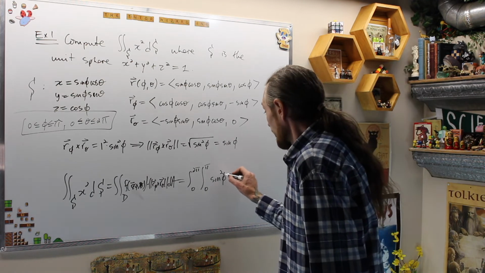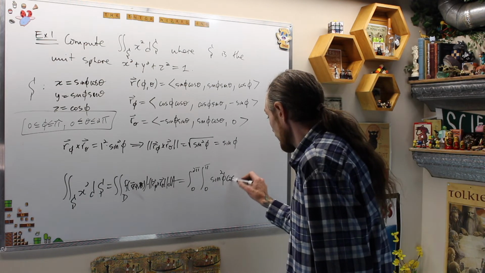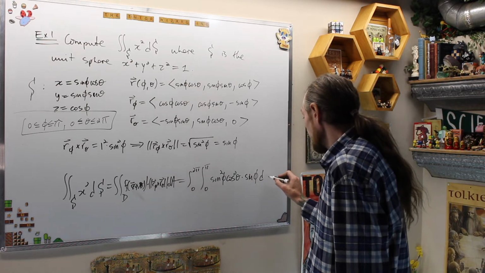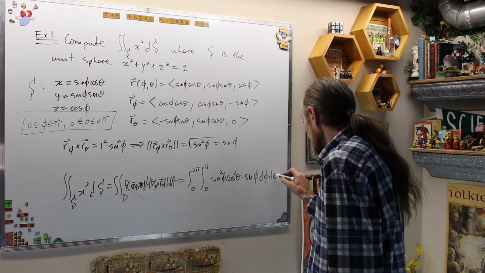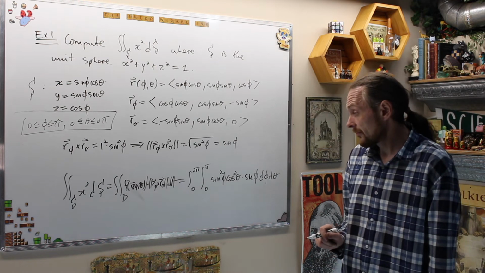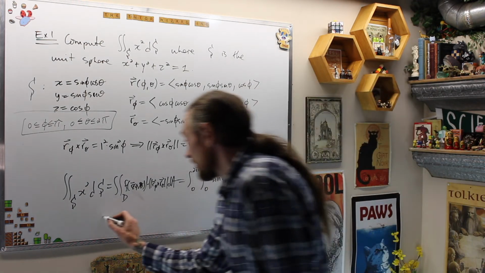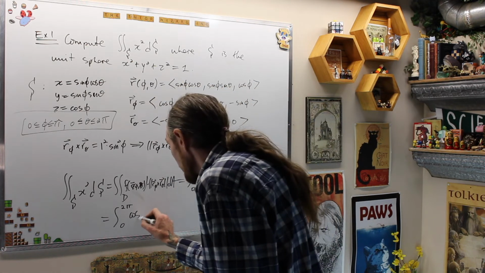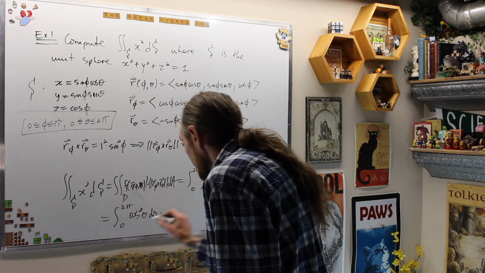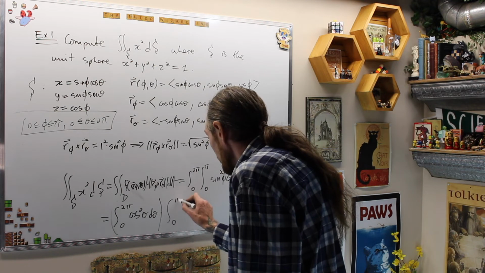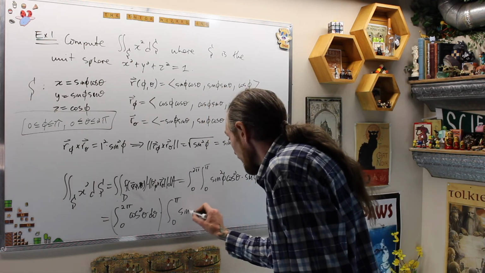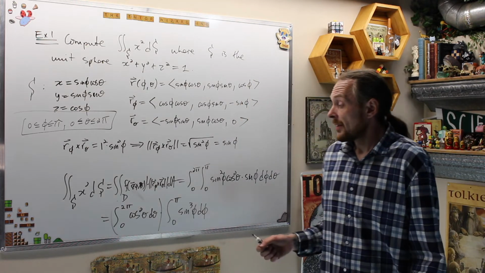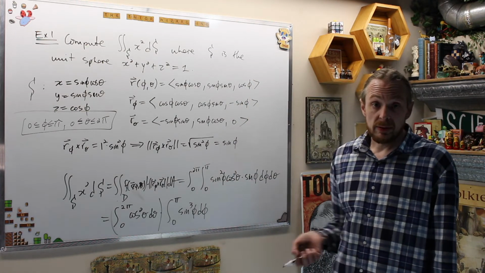sine squared phi cos squared theta times sine phi d phi d theta. I can separate this. This is going to equal the integral from 0 to 2 pi of cos squared theta d theta times the integral from 0 to pi of sine cubed phi d phi. Let's move that up and compute those two integrals.